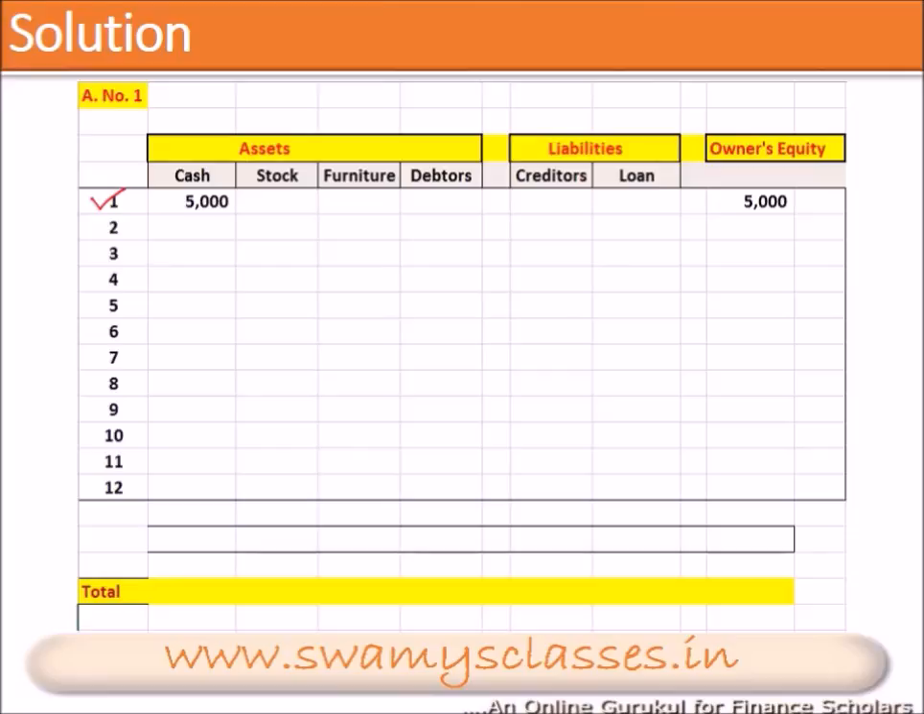Can you look at the way this accounting equation details are given here? I have broken the assets into 4 parts: cash, stock, furniture and debtors. Similarly, liabilities into 2 parts: creditors and loan. Of course, owner's equity, I have given it as just a single item. Normally, most of the books present this way. Here also we can go into the details like income, expense, capital, drawings, dividends and so on. I have just followed what books normally do.